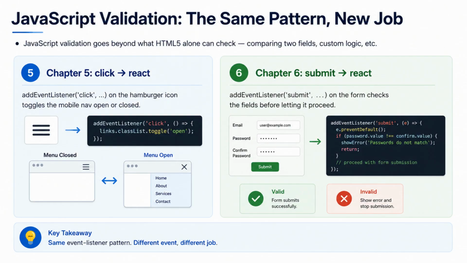This is a direct, explicit callback to Chapter 5's hamburger menu JavaScript. Worth naming that connection out loud, since it's the same underlying pattern applied to a new job. Chapter 5. Click, add event listener. Click on the hamburger icon, toggle the mobile nav. Chapter 6. Submit, add event listener. Submit on the form, check fields before letting it proceed. Land the takeaway directly. Same event listener pattern, different event, different job. Students already know the shape of this code from 2 chapters ago.